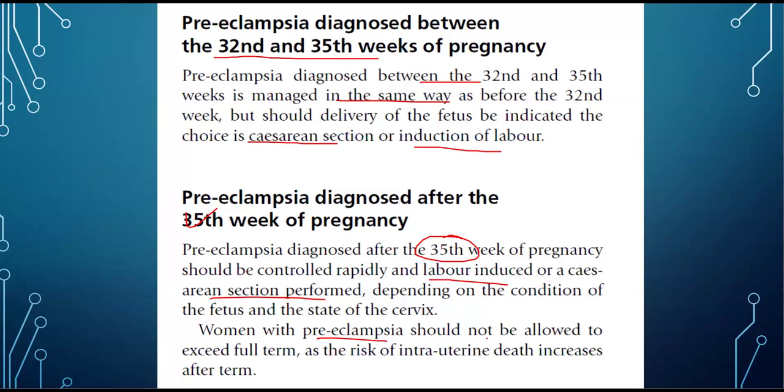Women with preeclampsia should not be allowed to exceed full term because the risk of intrauterine death is really high after term. So by the time they are 37 weeks, you would not wait any longer. Okay, so between 35 to 37 weeks, you will just try to see if you need to go for elective C-section, or you can try to go for induction.